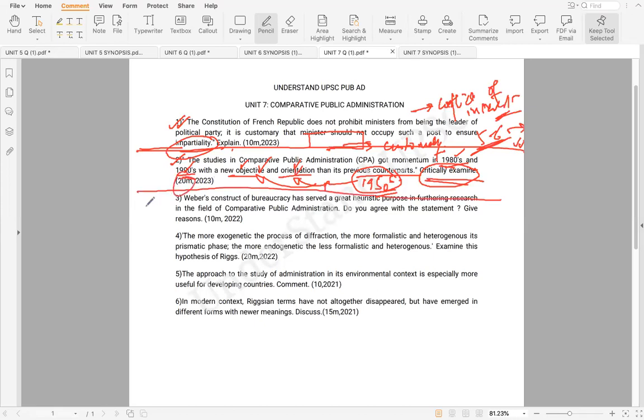It's a 20 marker. So try to talk about what was there in the 1950s, call it the old CPA. Then try to talk about what is there in the 1980s and 90s. Try to call it the new CPA. Distinguish between new CPA and old CPA in terms of their objective and orientation, and then tell us how still new CPA is derived from old CPA, and then conclude. This is what the primary format for this question might look like, right?